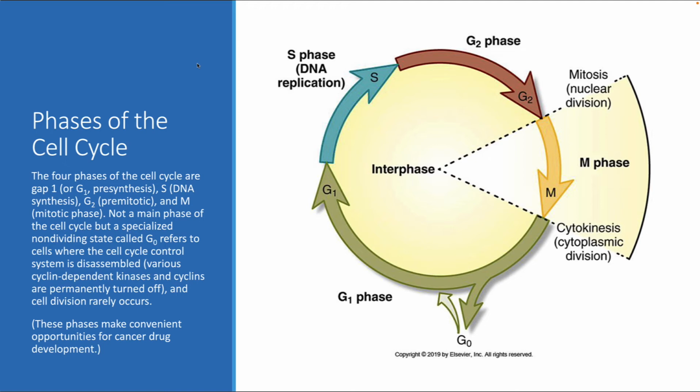So the 4 phases are gap 1, or G1. So this is where it starts. And then the S phase of DNA replication happens. Then the G2 phase happens here. Then we go into the M phase, which is mitosis or nuclear division. And then we go back to G0 and then G1. So this cycle is responsible for cellular reproduction.